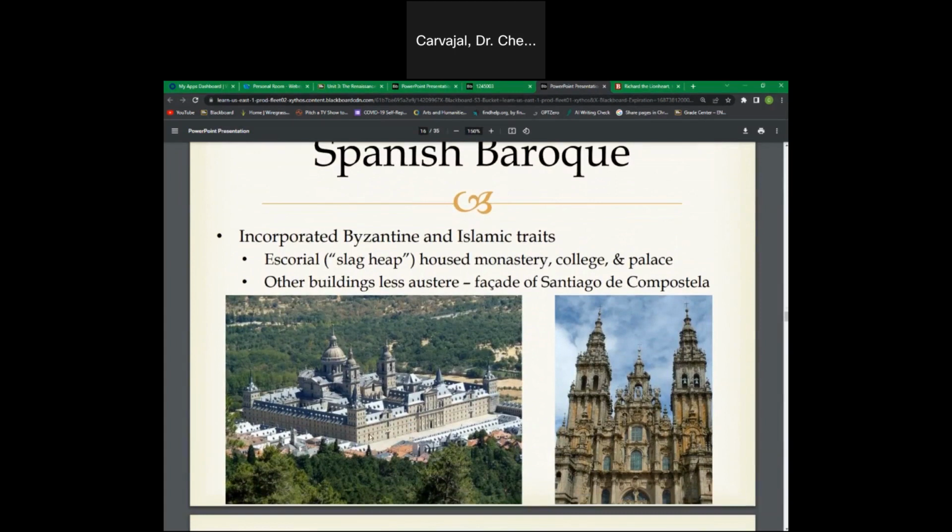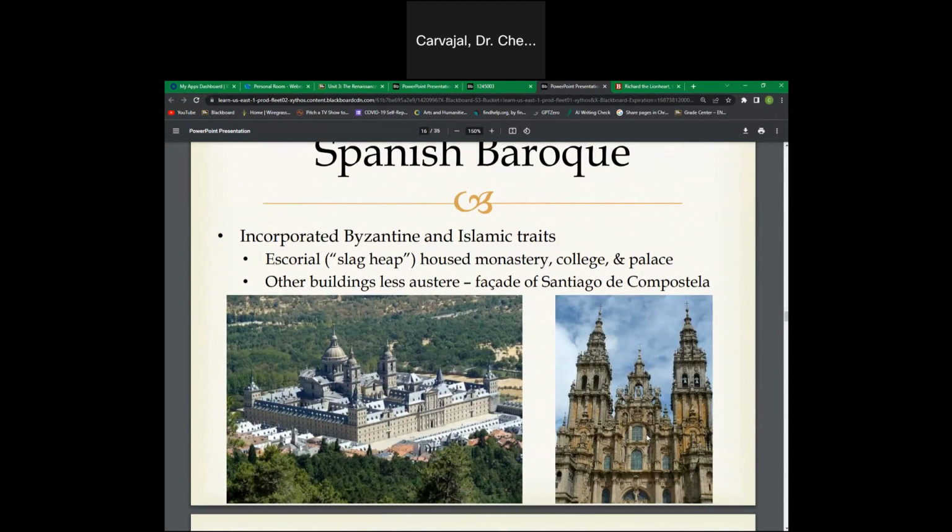The other thing that was going on, and this is in Spanish Baroque, you can see the one on the right hand side probably feels much more Baroque. On the left hand side, these are the royal palaces, and to our minds, the domes are actually very much Moroccan in style. So there are little elements that cater back to the Islamic roots, but it's much more austere than much of the rest of the Spanish Baroque.